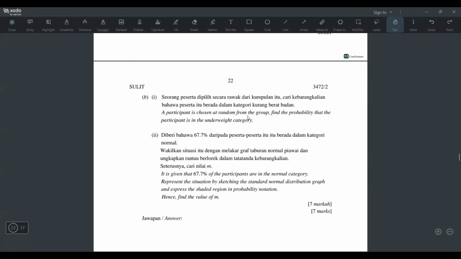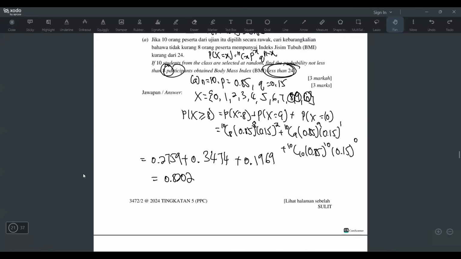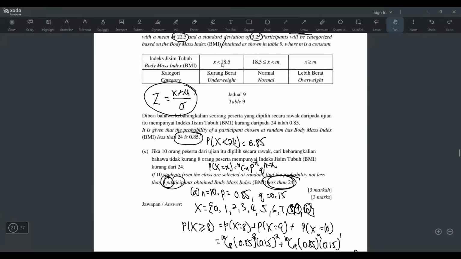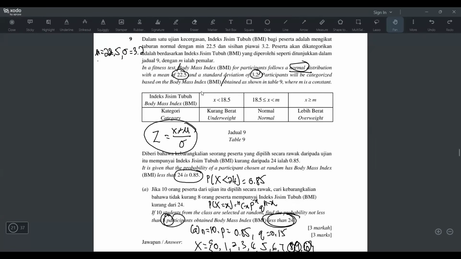A participant is chosen at random from the group. Find the probability that the participant is in the underweight category. This one is back to normal distribution already. Yes, you need the mean and standard deviation because they ask for the underweight category, right? And the underweight category is P(X less than 18.5). The X is BMI.